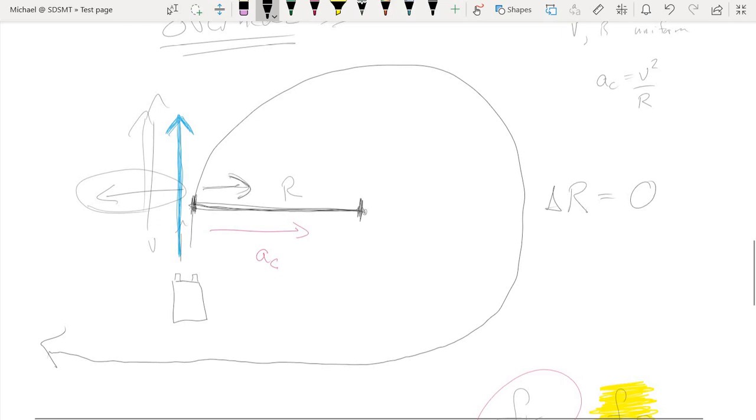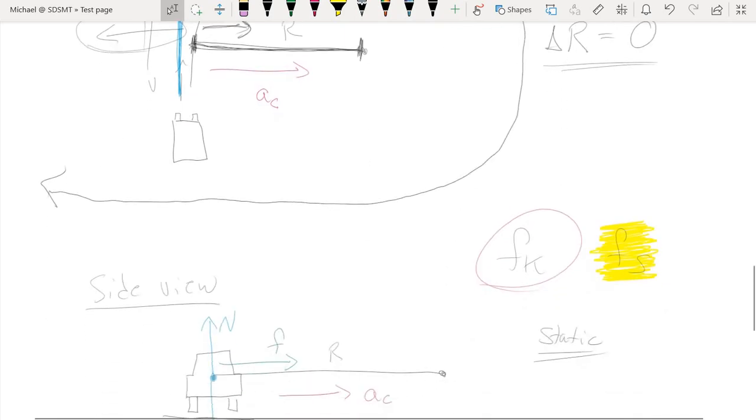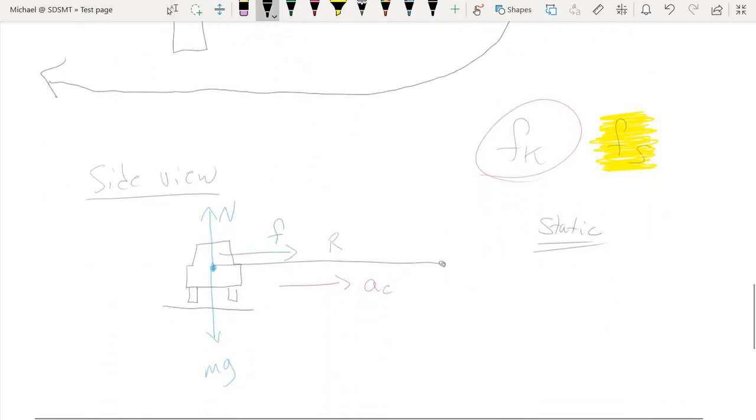This could happen if you were really cranking your wheel towards the center of the circle. You could end up driving through some kind of a spiral here, but that's not what we want. We just want the radius of our circular path to remain fixed. And so that means no moving towards the center of the circle, no moving away from the center of the circle. We want the car to remain static in terms of its radial position. And that means using static friction, because now think of it this way.